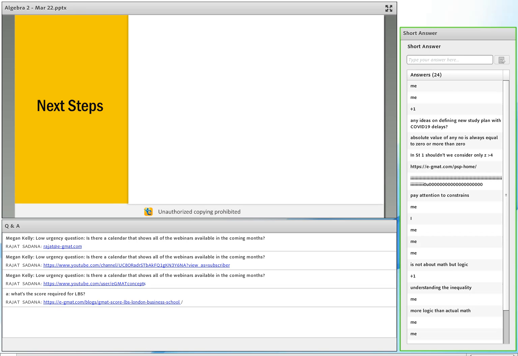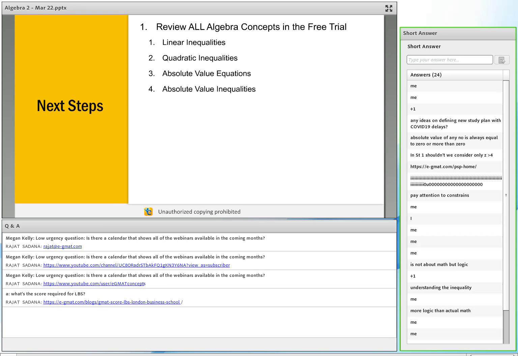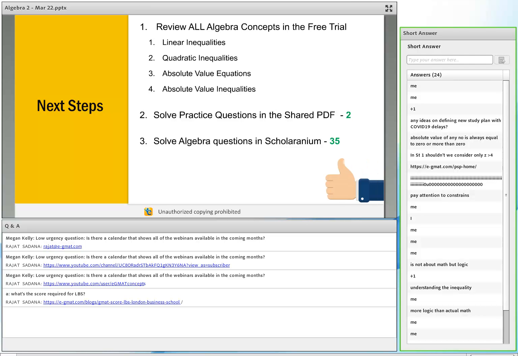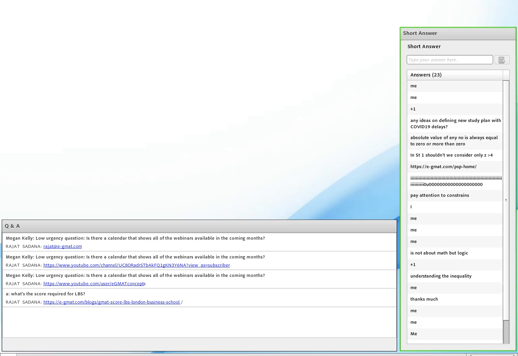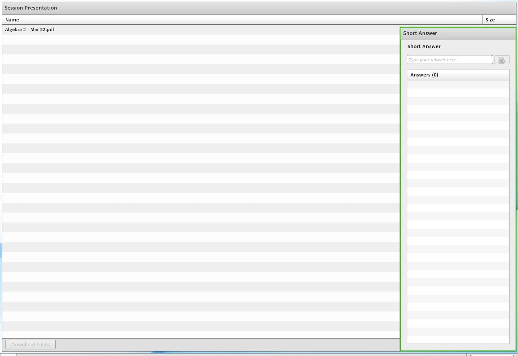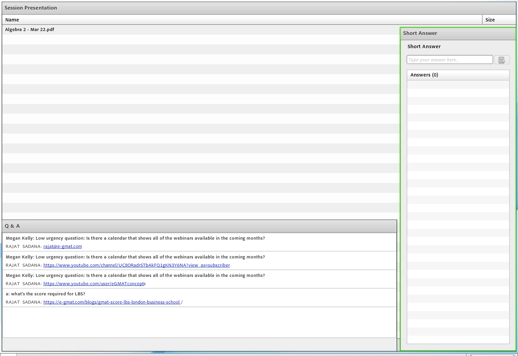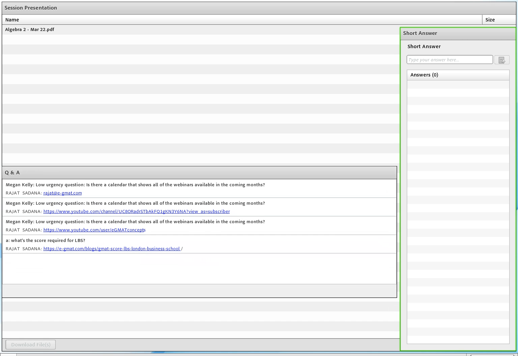So with that, good luck. And as next steps, review everything in the free trial. And there are a few other questions which are there in the PDF, solve them, and also solve questions in Scholarium. Let me share the PDF with you. Here's the session presentation. If you could give me some feedback, that would be great in the short answer part. And if you have any question still, I'd be happy to answer that question.